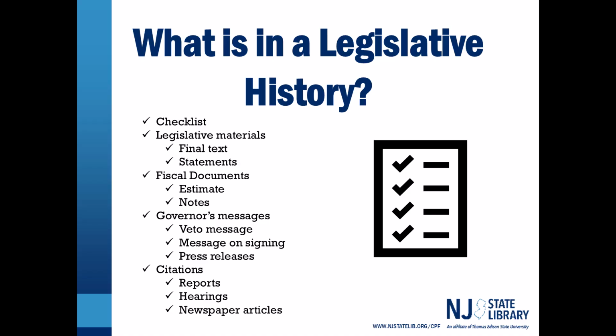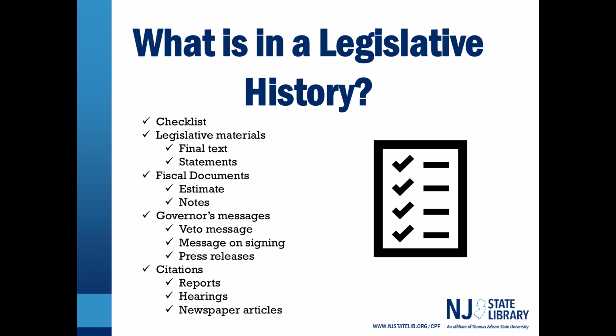What's in a legislative history? For the most part, each legislative history has a checklist, which notes the contents of the history included in the file, as well as any citations not published in the document. Each legislative history should contain the final text of the bill, any sponsor, committee, or floor statements, fiscal documents, and any messages or press releases from the governor's office related to the bill.